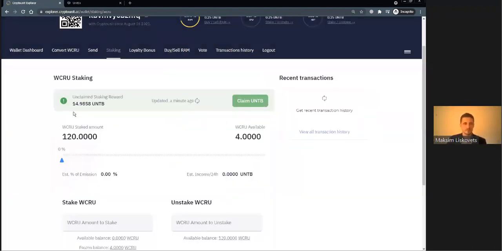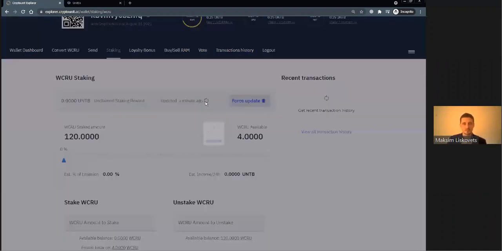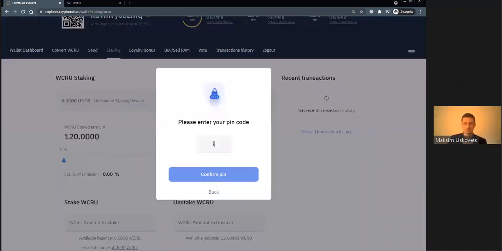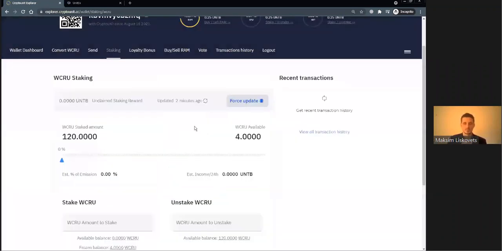So you click this button, enter PIN code, and great. Now we see that the tokens were claimed. You update this page again. And now we have 0.308 UNTBs, which means that mining started again. Staking started and it continues.